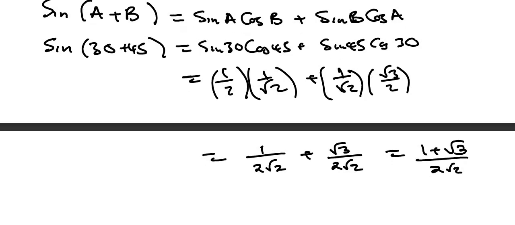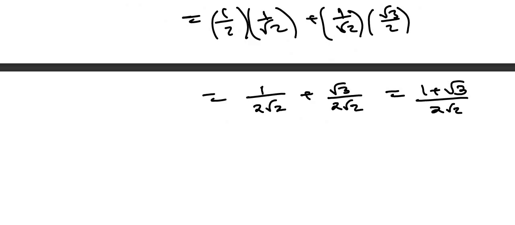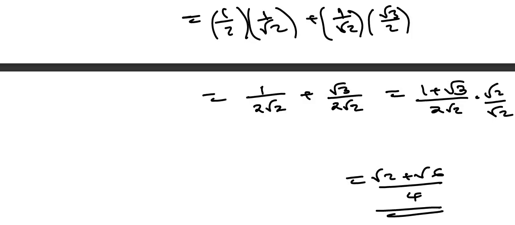They want the exact answer. This is the exact answer, but you can rationalize it by multiplying by root 2 to get rid of the root 2 at the bottom. This gives root 2 plus root 6 over 4. So this is the exact answer for sine 75.